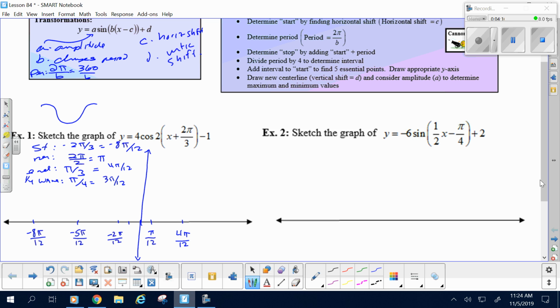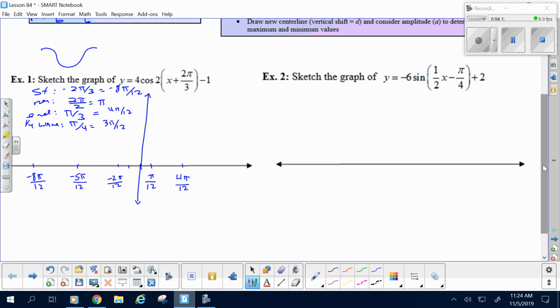Okay, what's my center line? Oh, get myself negative 1. That's optional. I don't care if you put that in. How high do I go? What's the maximum y value? 3. What's the minimum y value? Negative 5. 2, 3, 4, 5. Alrighty. Cool. We're almost there.